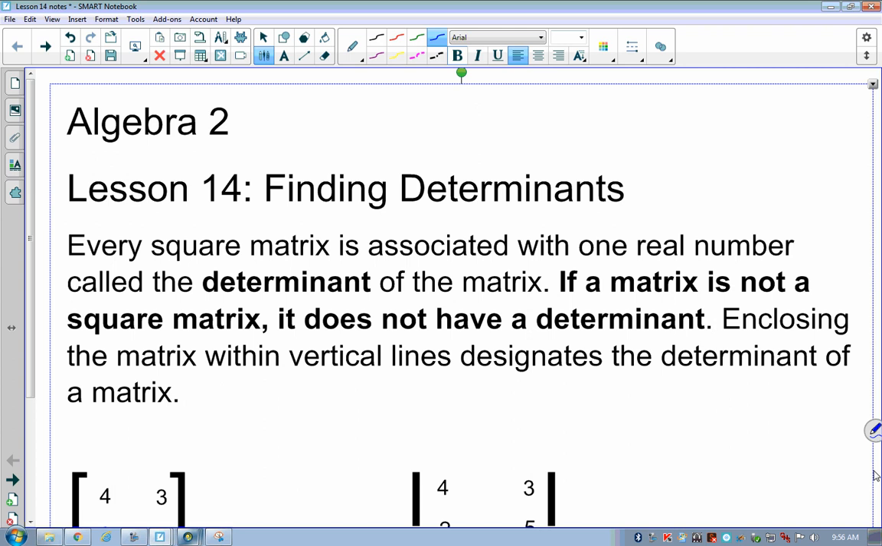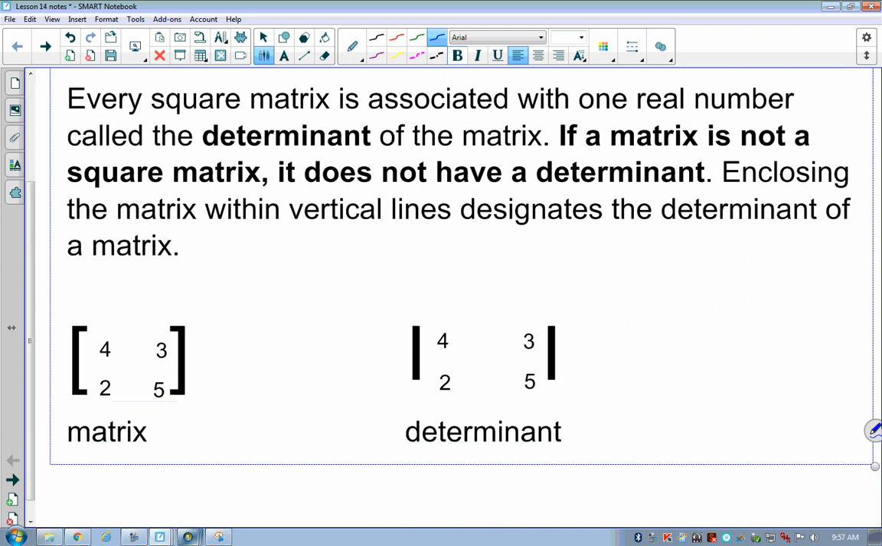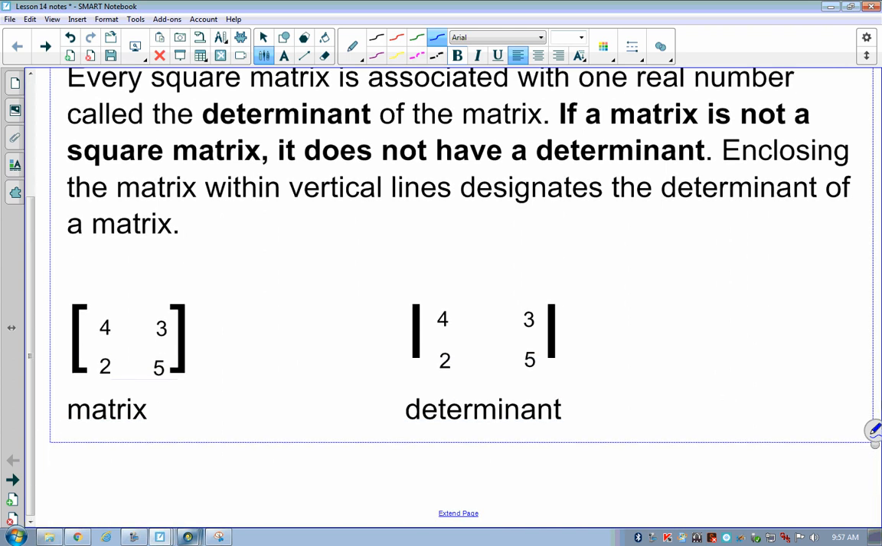All right. Enclosing the matrix with vertical lines designates the determinant of a matrix. It's a lot like absolute value in that sense. So here on the left we have a matrix because it shows the brackets on either side of my data, 4, 3, 2, 5. But over here on the right, I'm showing that I'm trying to find a determinant by just giving those bars. So one shows me a matrix, the other one says I'm looking for the determinant.